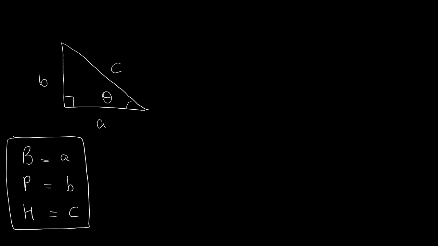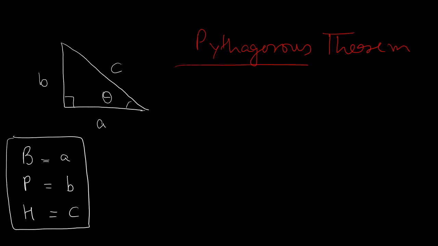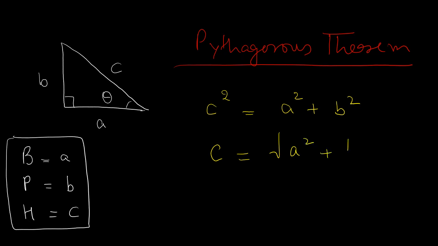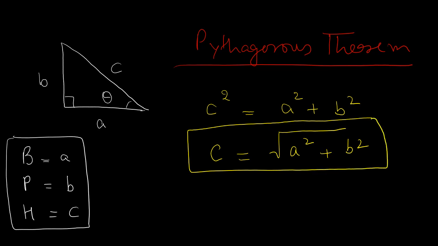So according to the Pythagoras theorem, it says for any right angled triangle, the square of the hypotenuse is equals to square of base plus square of perpendicular, and from here the c is equals to under root of a square plus b square. So this is how we find the magnitude of hypotenuse based on the base and perpendicular of the right angle triangle. Thank you.